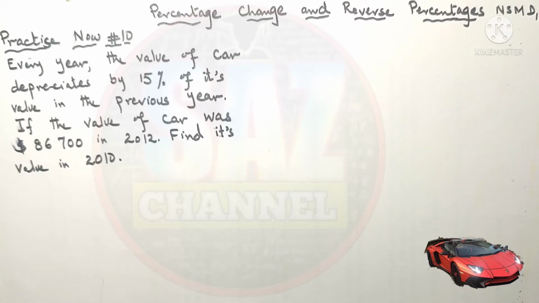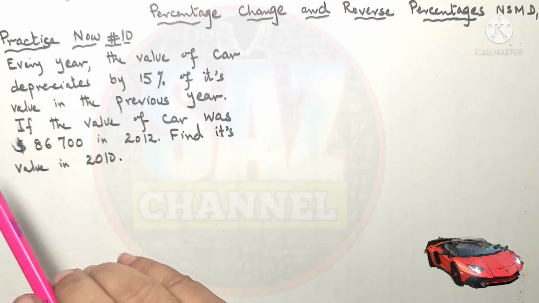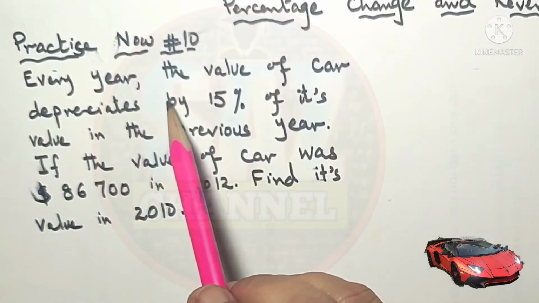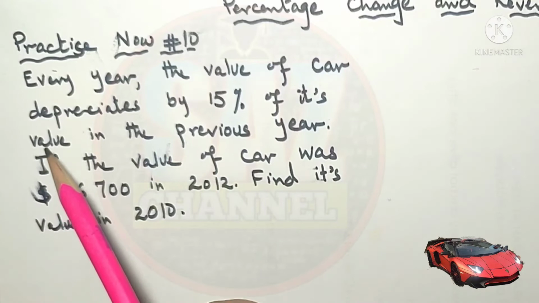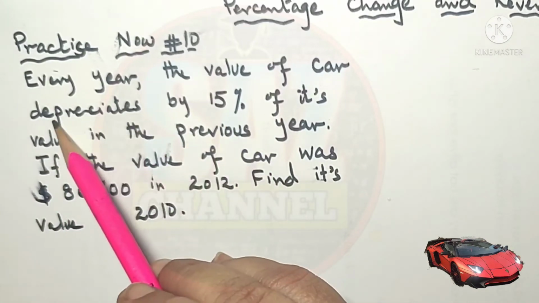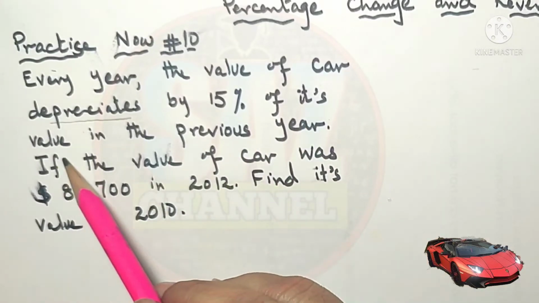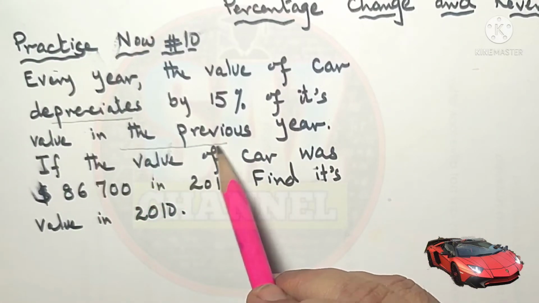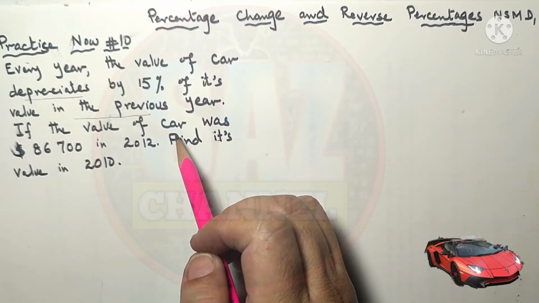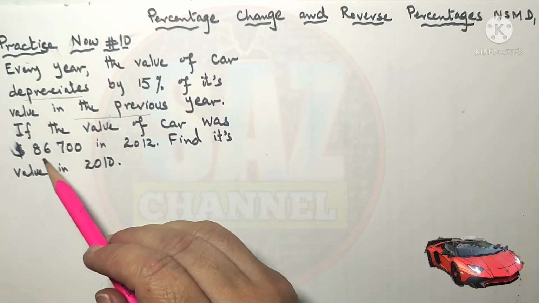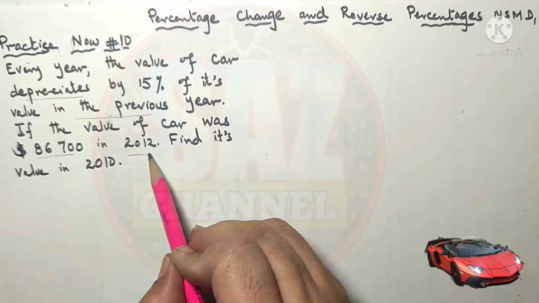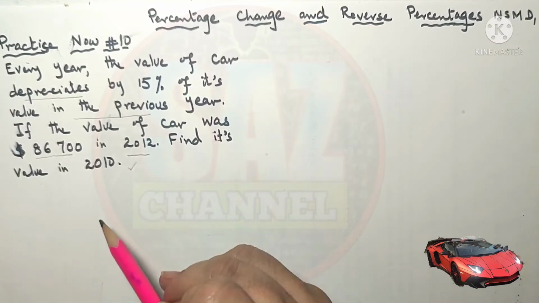So let's move to the solution of the question, and first read the question, and always read, understand and underline important terms of the question. Question 10 says, every year the value of a car depreciates by 15% of its value in the previous year. If the value of the car was $86,700 in 2012, find its value in 2010.